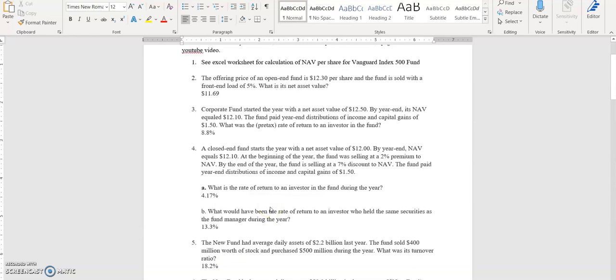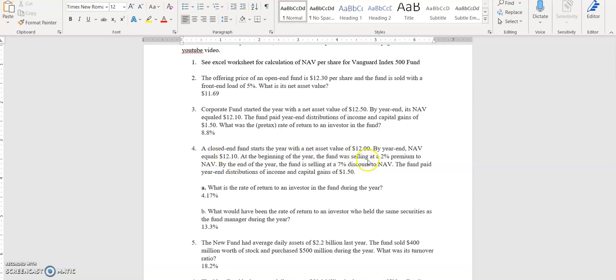Okay. So those were examples of open-end mutual funds, which are open-end in the sense that investors can buy and sell them at the end of the day at whatever is the net asset value. But a closed-end fund trades more like a common stock, and the price at which you buy can be higher or lower than the NAV. So in this case, we have a closed-end fund which starts the year with a net asset value of $12. By the end of the year, the NAV has gone to $12.10. So that means the assets have appreciated in value by 10 cents.